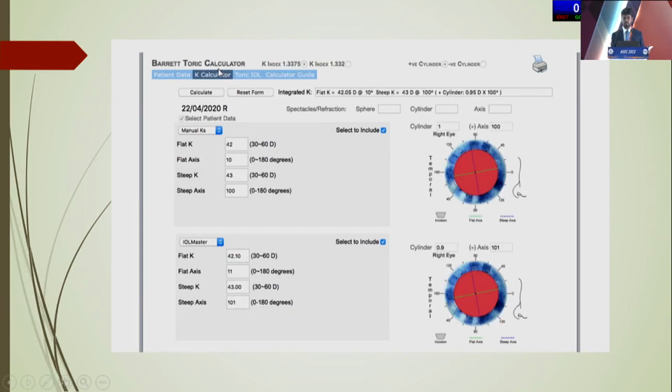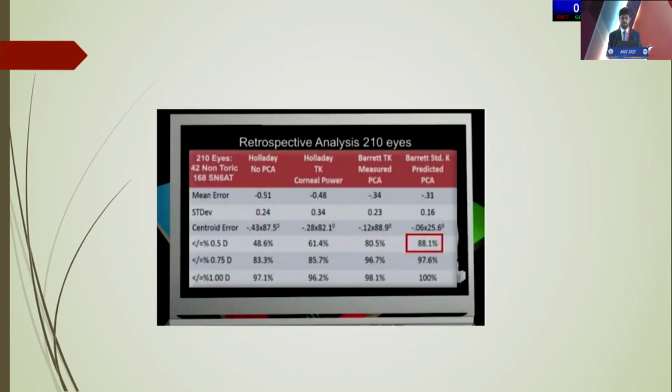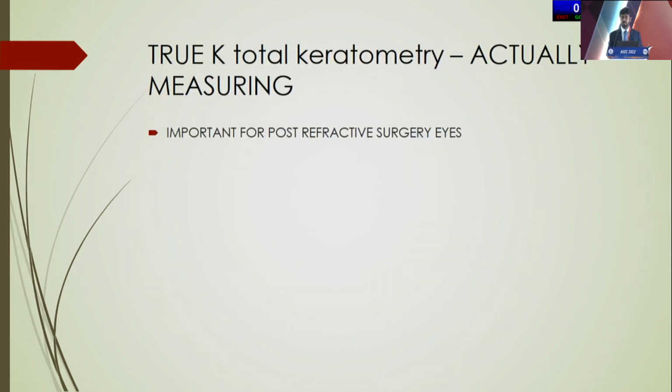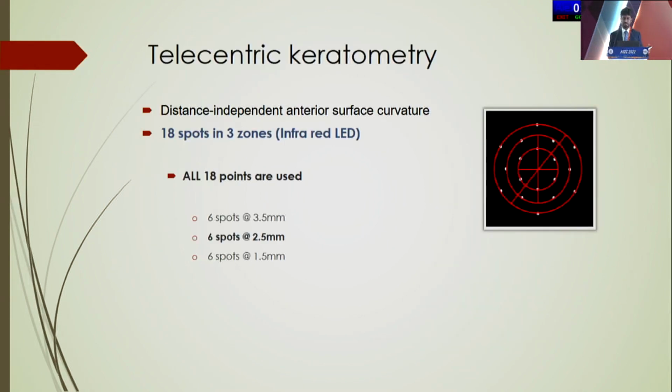You will be asked to enter in data from 3 different keratometers, maybe from the manual K, IOL master, or from the pentacam or any topographer. And then it gives an integrated K as a median value, which can be entered. And what is surprising or very interesting to note is that Dr. Barrett's predicted posterior corneal astigmatism is far more accurate than the actual measurement done with the current generation swept source-based biometers. However, measuring the true K is very important for post-refractive surgery eyes.